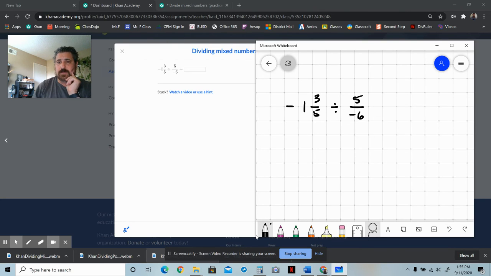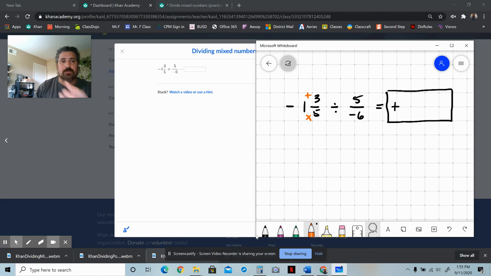So this is really a negative divided by a negative, and so we have a positive answer. Put a positive in a box, resolve your sign. Now we can ignore the signs completely. You have 1 times 5 plus 3 to change our mixed number into a proper fraction, or top-heavy fraction. That's 5 plus 3, which is 8. So that's the same as 8/5 divided by 5/6 if we ignore our signs. We know the answer is positive.